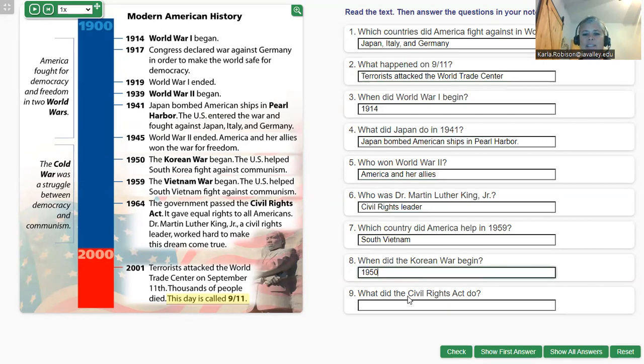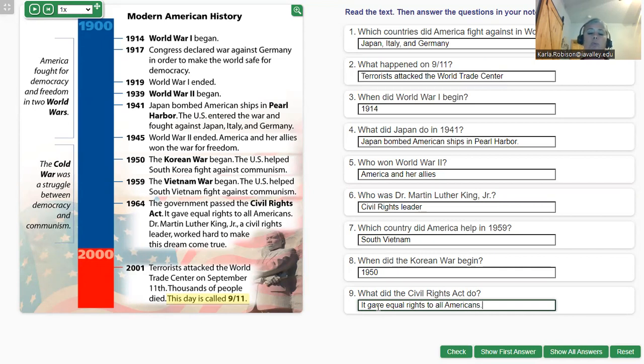Number 9, what did the Civil Rights Act do? Okay, my keyword is civil rights. So just looking at my bold words, civil rights. Okay, so what did the Civil Rights Act do? Well, it gave equal rights to all Americans. Okay, so it gave equal rights to all Americans.